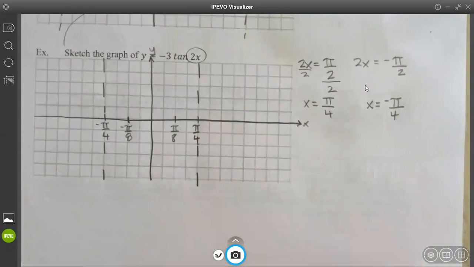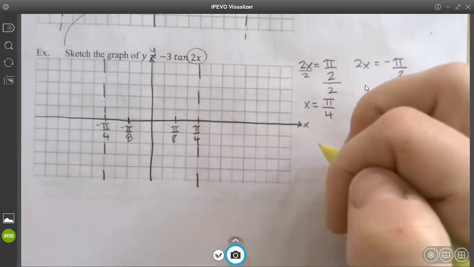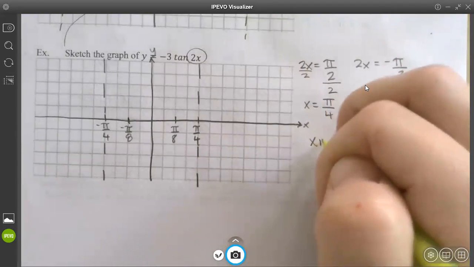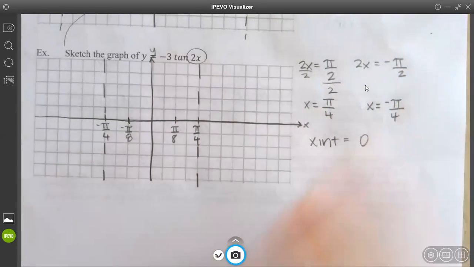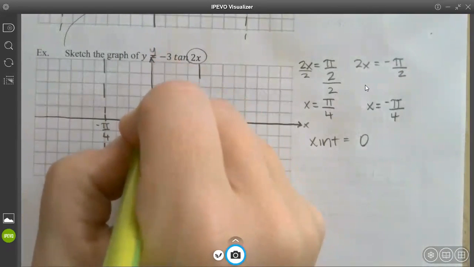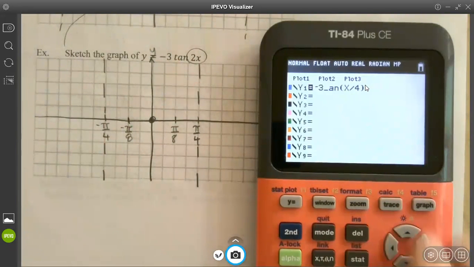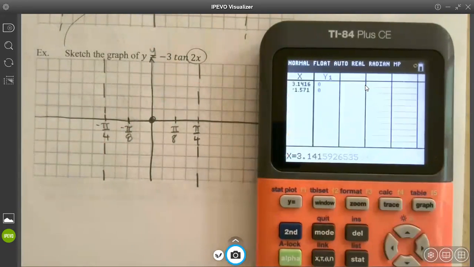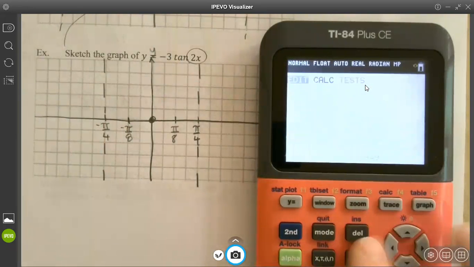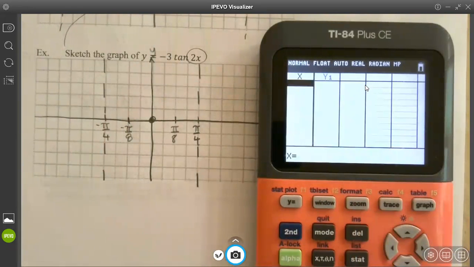What else will that tell me? X-intercept is at 0 because it's halfway. All right. So this time I have -3 tan 2x. So pi is not gonna work. So what can I put in here? Let's try pi over 8. What do we get?